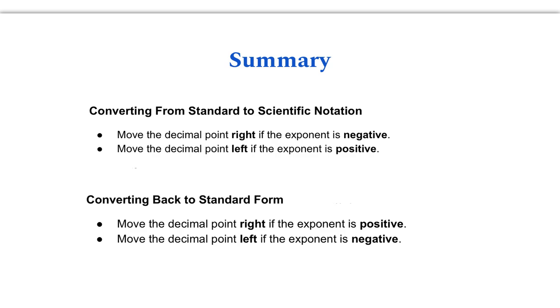All right, let's summarize what we learned. So we use scientific notation to express very large numbers and create equivalent expressions for them. When we're converting from standard to scientific notation, we move the decimal point right if the exponent is negative, and we move the decimal point towards the left if the exponent is positive. And when we're converting back to standard form, we undo what was done before. We move the decimal point right if the exponent is positive, and we move the decimal point left if the exponent is negative.